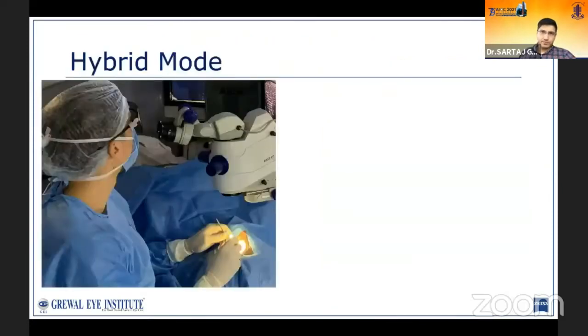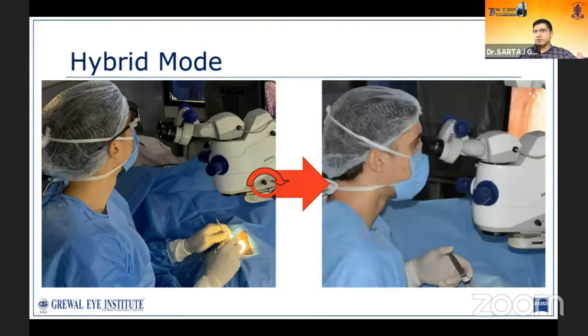One significant advantage of the Artivo over any other heads-up viewing platform is the hybrid mode. So if you're operating and for any reason want to switch back to the oculars, all you need to do is rotate this small knob on the side of the microscope, remove the 3D glasses, and you can start viewing through the oculars. But the greatest part is that everybody else in the OR can still continue to view the 3D image on the monitor.